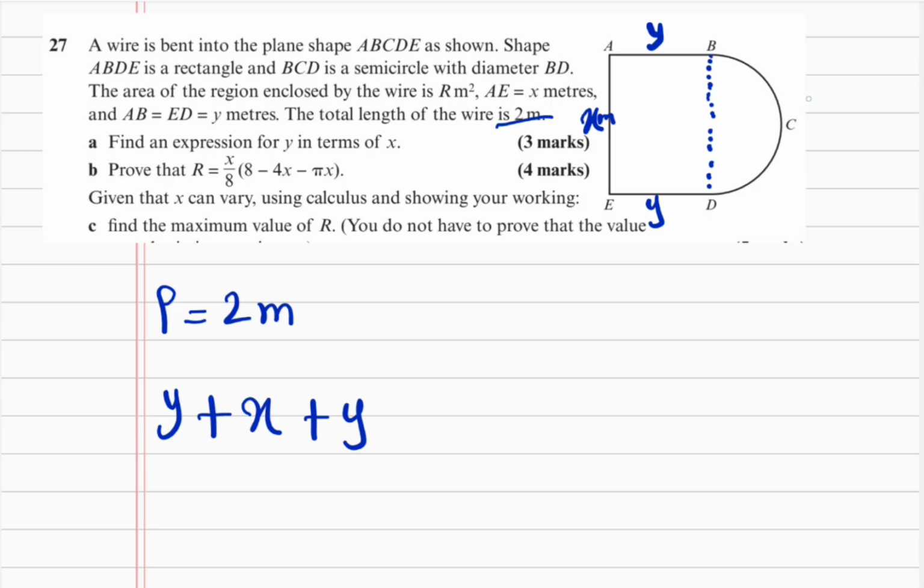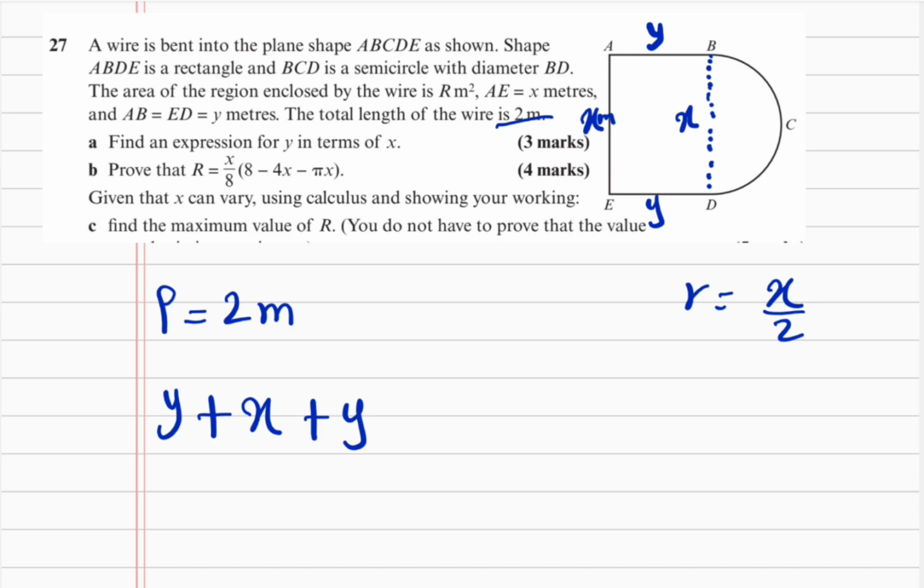And then for this semicircle, we need to use the formula of the perimeter of a circle. So remember that we can find the perimeter of a circle by 2 pi r, and r is the radius. So in this case, the radius of this semicircle is equal to x over 2, because the diameter, which is BD, is equal to AE, and that is x. So the radius of the circle, let's show that with r, is equal to x over 2.